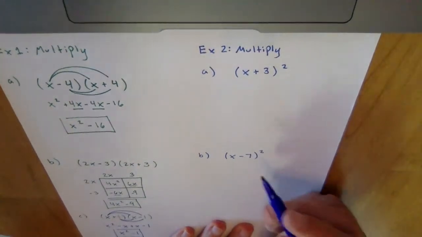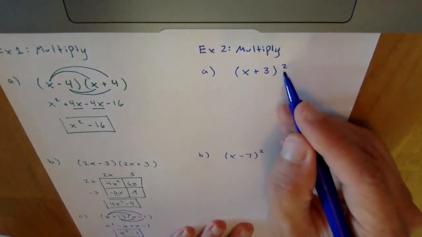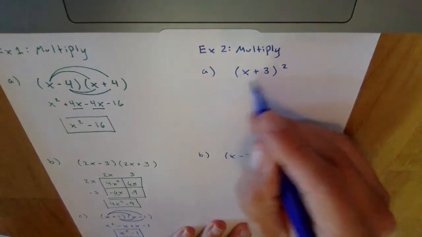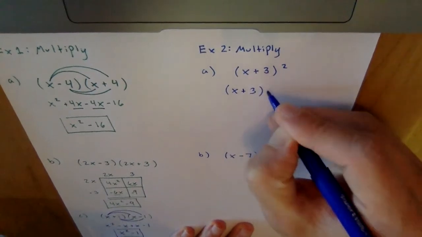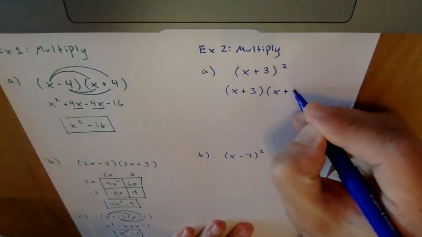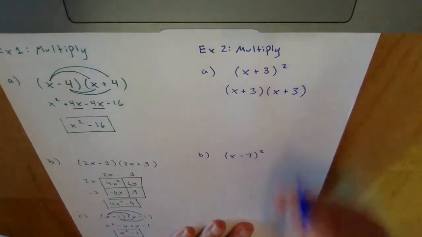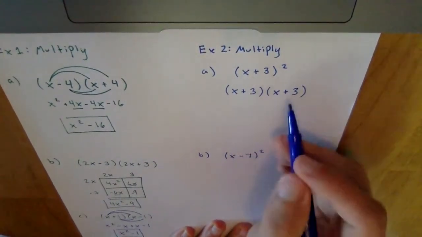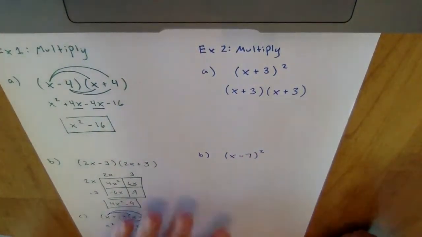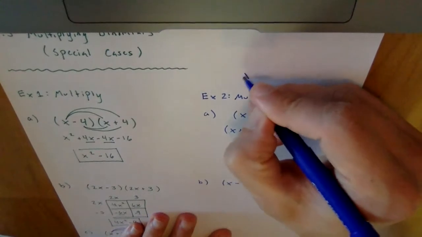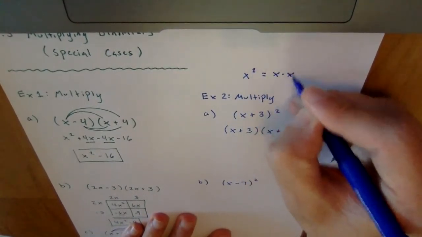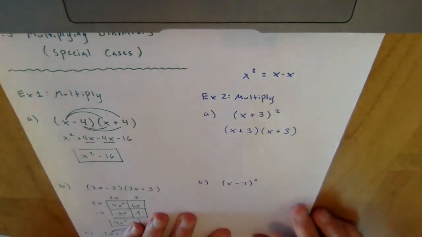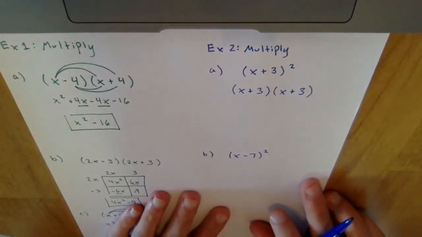What you actually have to do, because remember, exponents mean repeated multiplication, is I have to take this x plus 3 and I have to write it twice, because my exponent was 2, right? So I have x plus 3 times x plus 3. This is similar to as if I had x squared. That would be the same thing as x times x, right? Write it twice. That's what I'm doing here, except it's with a binomial.